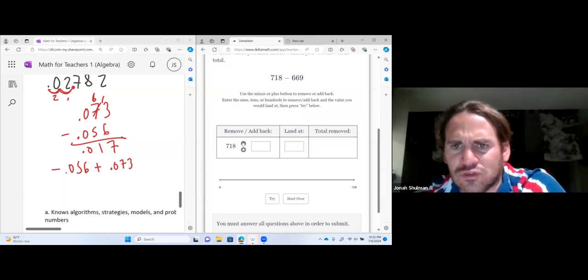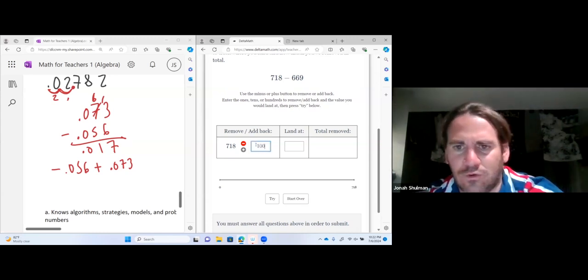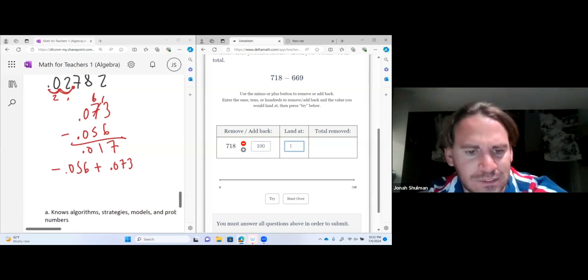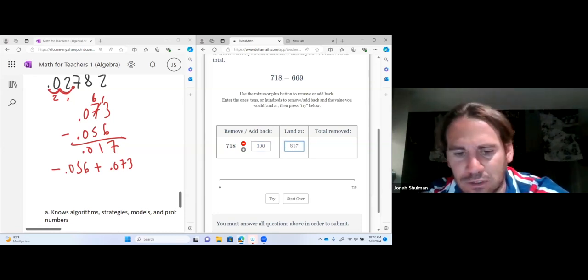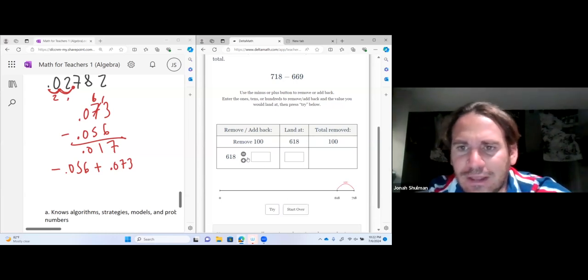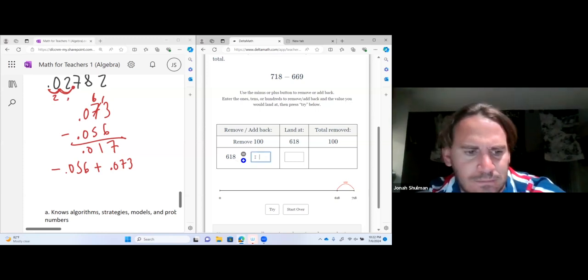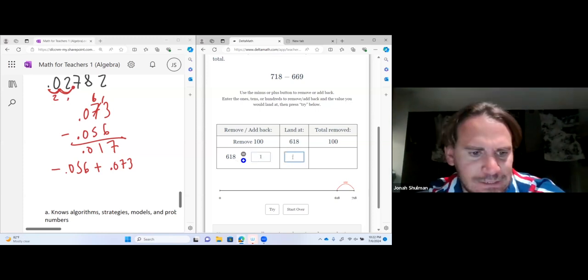So let's subtract. We have 718. We've got to get to 669. So normally I'd start with this, but let's start with the hundredths. Let's go back and forth since we have that power. So this brings us back to 618, just to start. Then I could add. Whoa. And now to get here, I got to add 1. That brings me to 619.